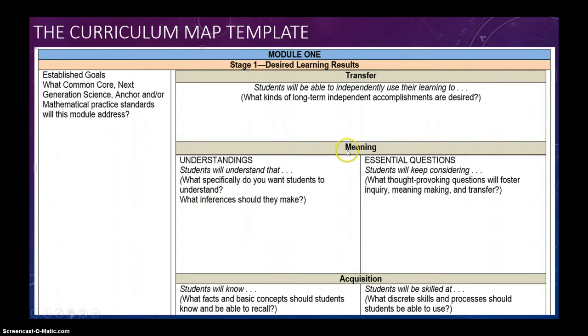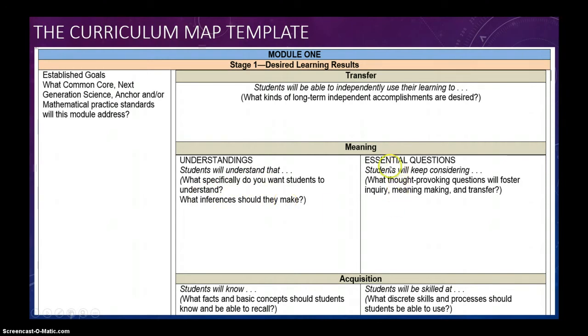Moving on to meaning. Understandings. Students will understand that. What specifically do you want students to understand? What inferences should they make?